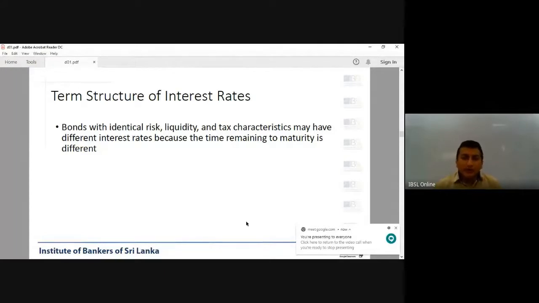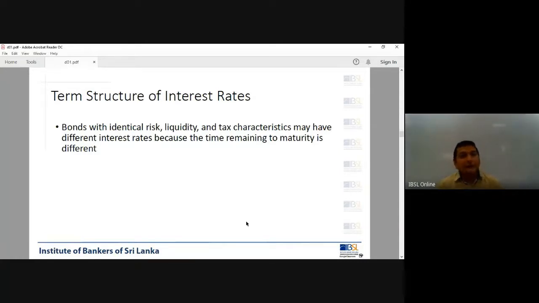So what you are highlighting here is, now you bring the elements that we discussed in the risk structure: liquidity, default probabilities, that's what identical risk means here, and then tax characteristics. But still they have different interest rates. Now you look at the same liquidity, same tax treatment, same default probability, but their interest rates are different simply because of time to maturity. The maturity is now different. 5-year to 10-year, the interest rate is different. 3-year to 5-year, the interest rate is different.